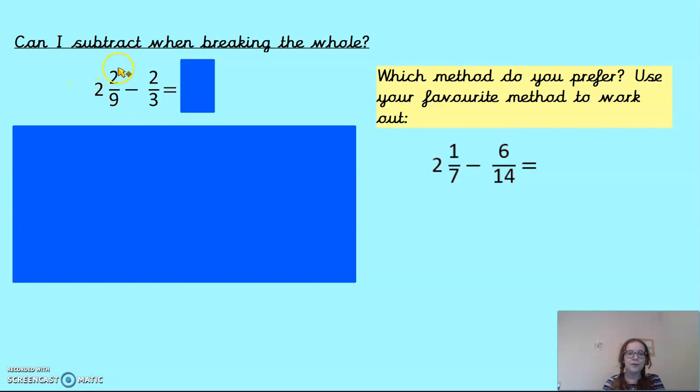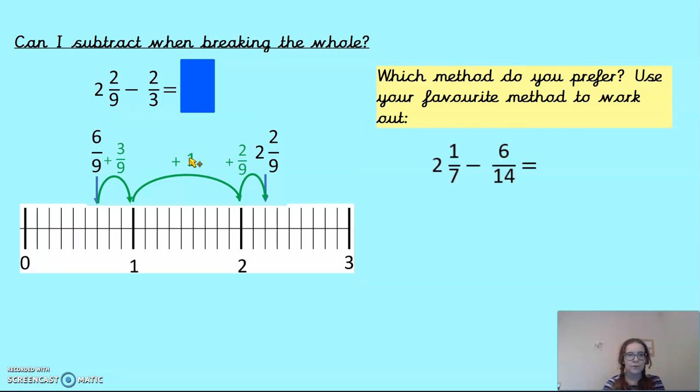So we're going to do 2 2/9 take away 2/3. How are we going to do this one? Well, let's have a look. I've got a number line to help me. The first thing I need to do is make sure both of my fractions have the same denominator. So I've times 2 and 3 by 3 to give me 6/9. Okay, so that is what I'm going to be subtracting.